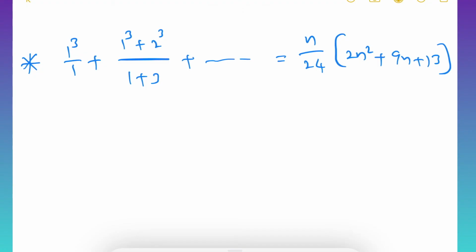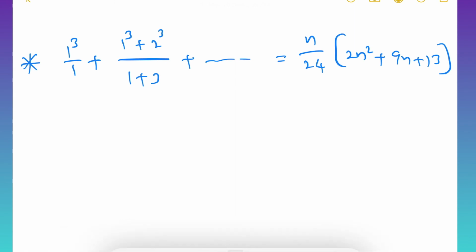Show that 1 cube by 1, plus 1 cube plus 2 cube by 1 plus 3, plus and so on, is equal to n by 24 into (2n square plus 9n plus 13). So here the general term or nth term is not given. So first let us find the nth term of this given question. So separately I will go with the numerator as well as the denominator.